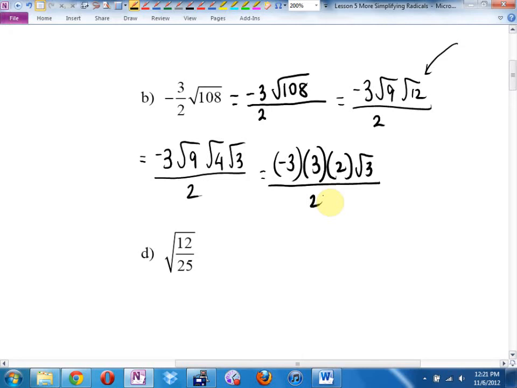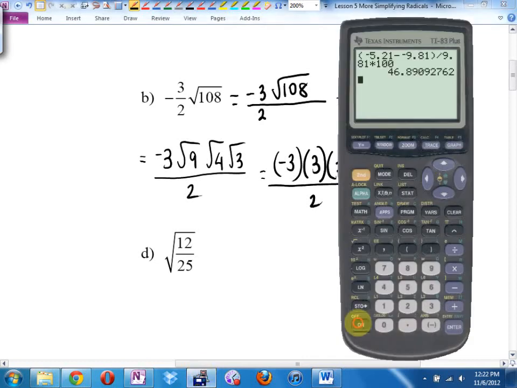Negative 18. I think the top is negative 18 divided by 2. Okay, I think what I end up with is negative 9 root 3. I could even double check that if I wanted to on my calculator. I could go negative 9 times root 3.